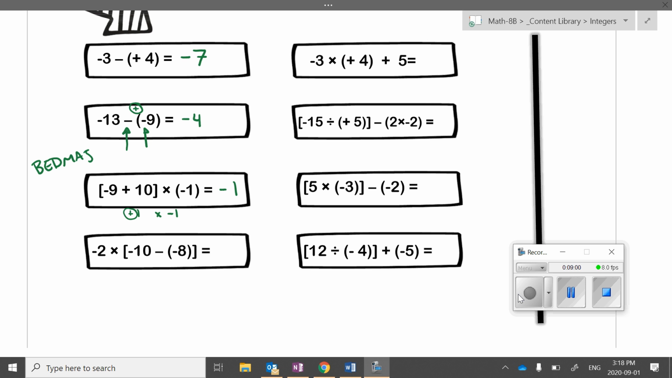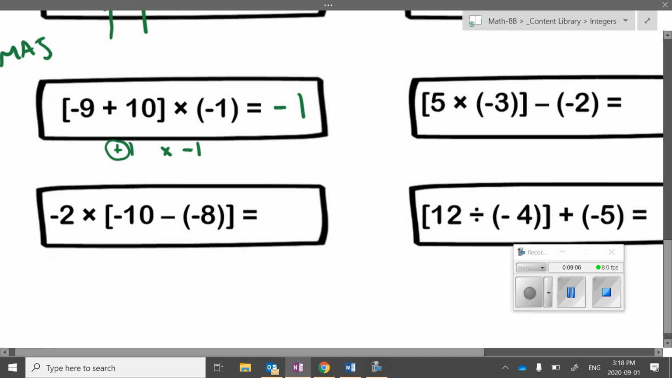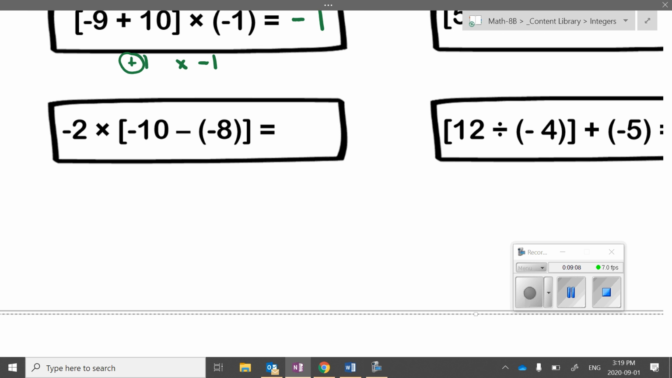Okay, this next one, -2 times there's stuff in brackets. We have to do the stuff in brackets first, right? That's always our rule. Brackets are first. I'm going to show a lot of work. Do you need to show this much work? No. These ones, you could have just written down the answer. That's totally fine. I'm going to show a little bit more.